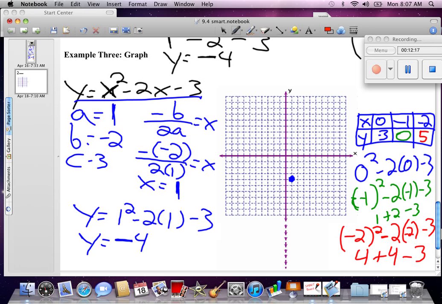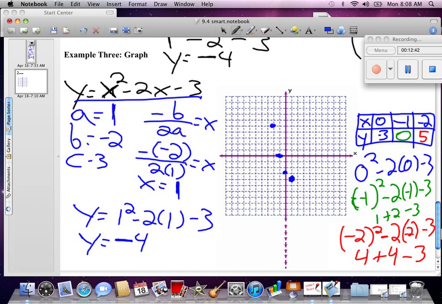Yes, ma'am? Excuse me? It doesn't matter. Doesn't matter. What I want to show you is this. When you plug in 0, you get negative 3. When you plug in negative 1, you get 0. And when you plug in negative 2, you get 5.